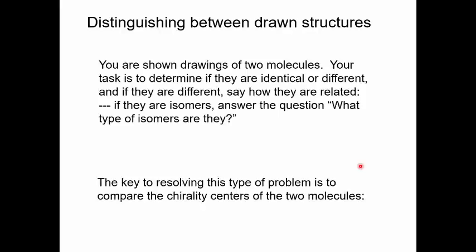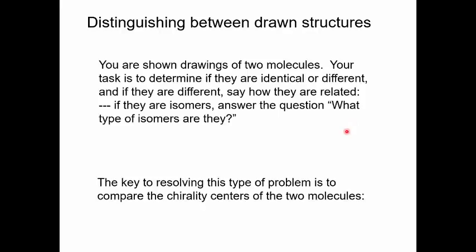This is a short video that will help you answer many problems on assignment 5-2. In a typical problem, you are shown drawings of two molecules. Your task is to determine if these molecules are identical or different, and if they are different, say how they are related. If they are isomers, answer the question, what type of isomers are they?